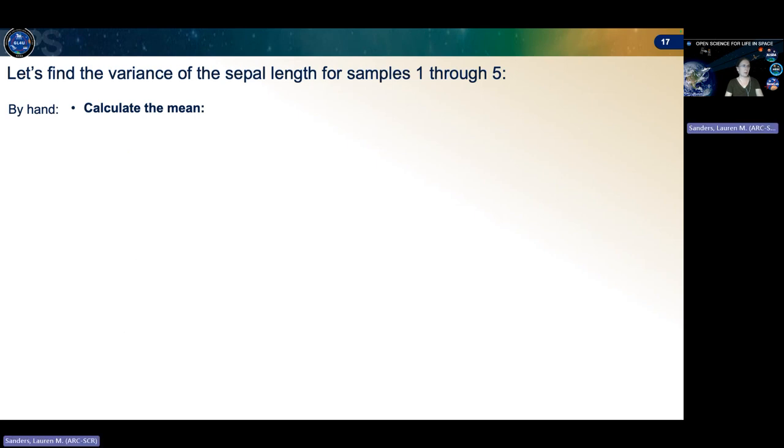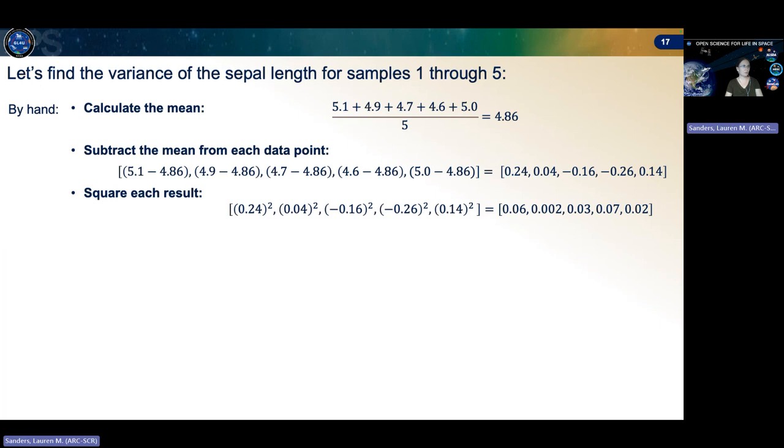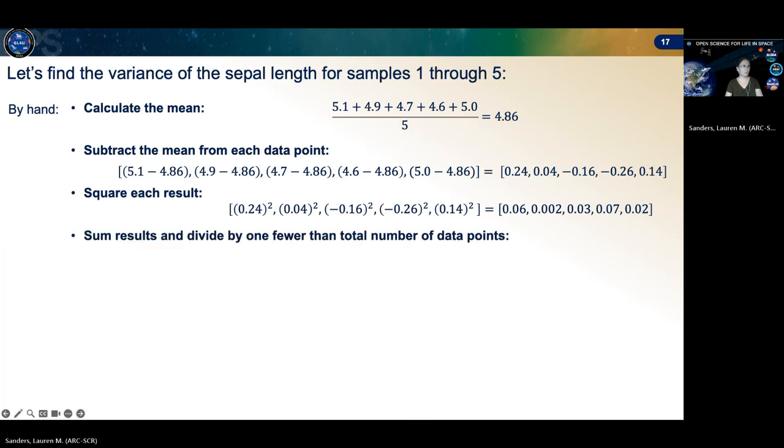So again, we can do this by hand. We can calculate the mean, that's the first starting point, subtract the mean from each data point, square each of those results, sum the results, and divide by 1 fewer than the total number of data points. And then we get 0.046. What do we do with that?